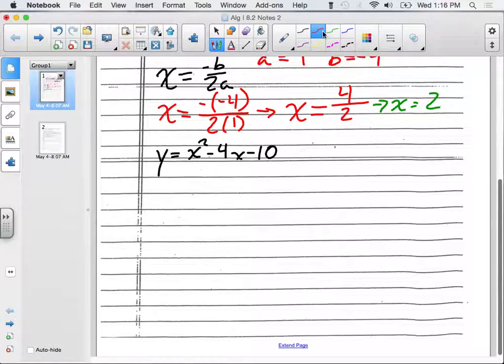Exactly. We found our x value. Now we just plug this in, the x value, or 2 in for the x's. So we have y equals 2 squared minus 4 times 2 minus 10. So we got an x value, we plug that into our function, and we're going to get a y value out of it.